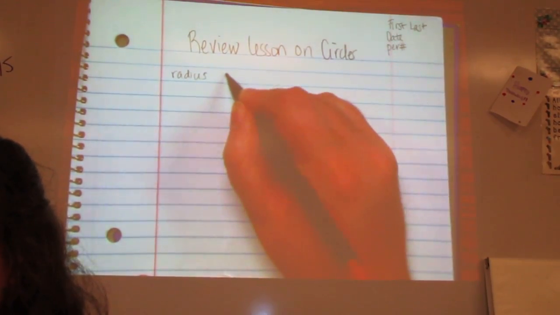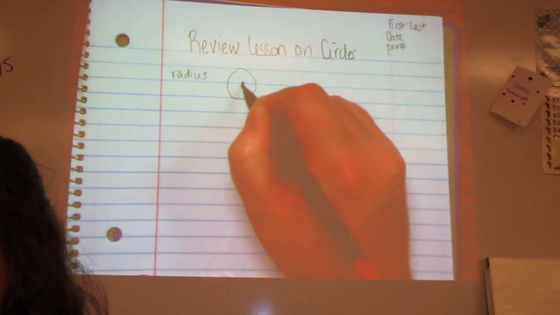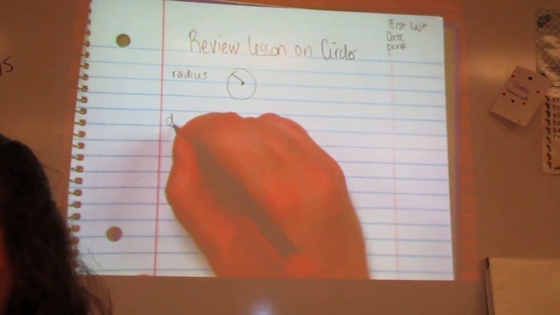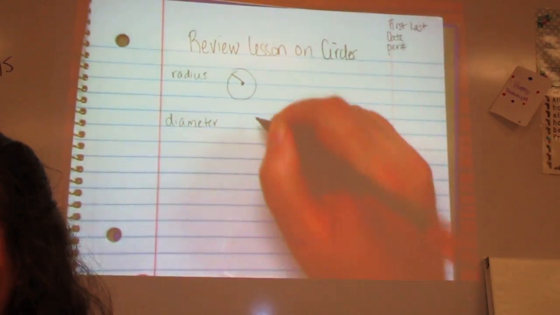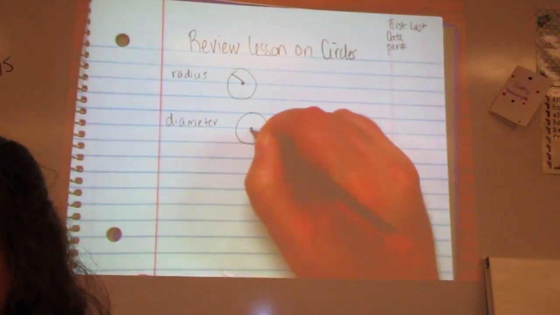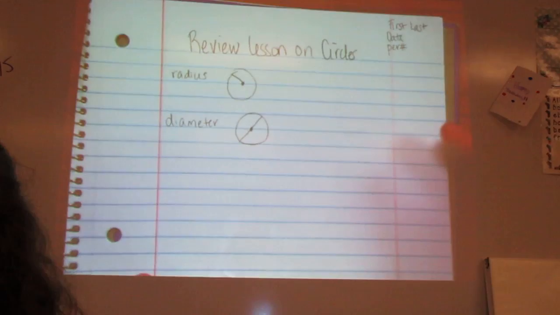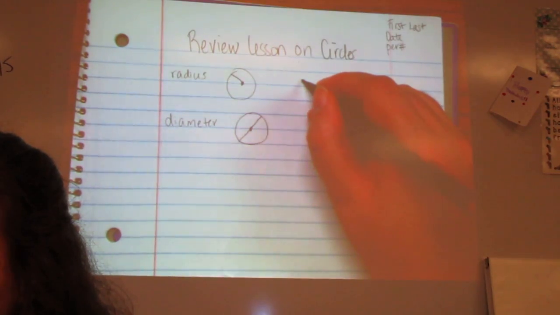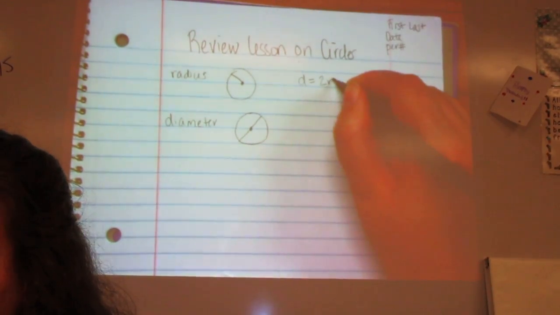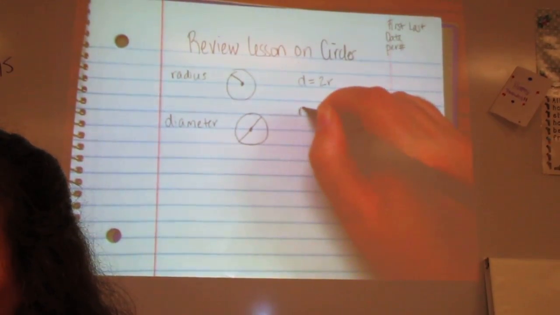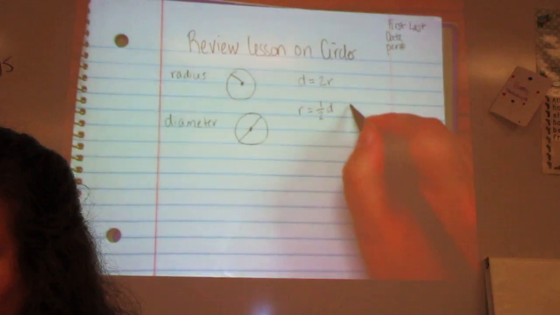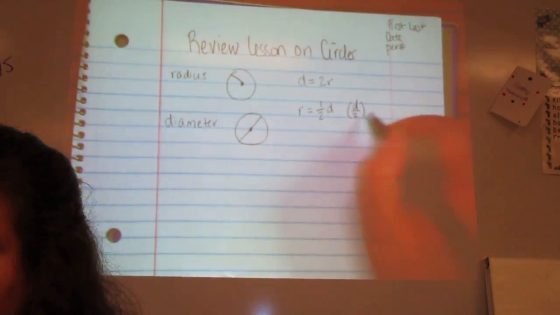So to run over a couple of important review pieces, the radius of a circle is the measure from the circle's center to the outside. The diameter of a circle is the measure across the circle through the center. And the formula that relates these shows that the diameter is equal to twice the radius, or conversely, the radius is half of the diameter, or the diameter divided by 2.